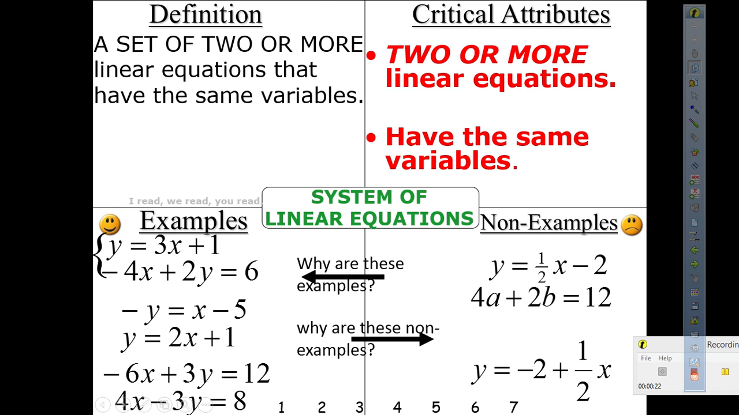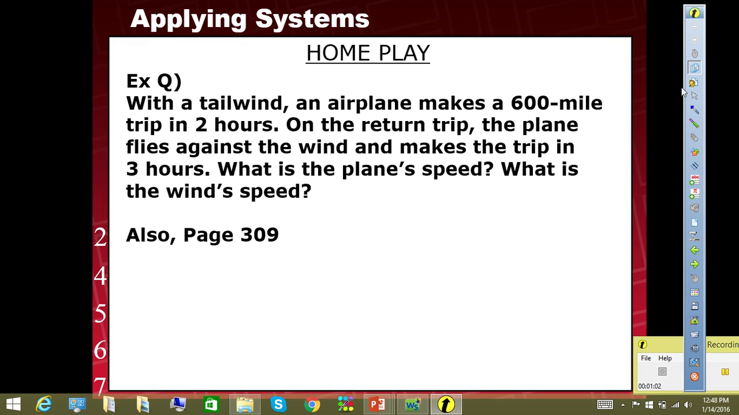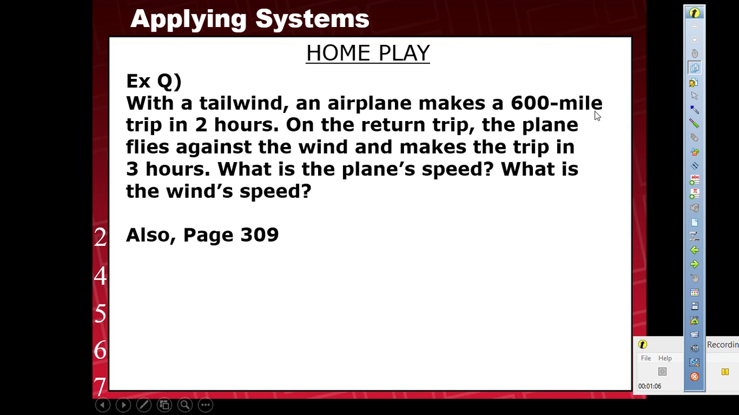But before that, copy this homework, please. Example Q says, with a tailwind, an airplane makes a 600-mile trip in 2 hours. On the return trip, the plane flies against the wind and makes the trip in 3 hours. What is the plane's speed? What is the wind speed? Also, you're going to work on page 309. Copy that, please. So, that's your homework for tonight. Here we go. Let's get started.